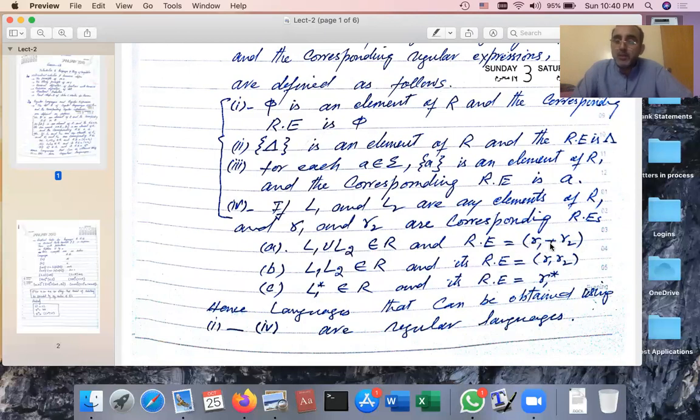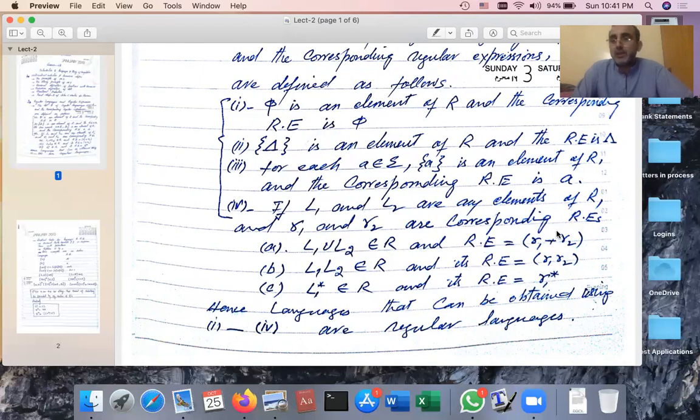And what is this plus? Plus is a symbol that you can use to represent this union. So this R1 plus R2 means R1 is the regular expression for L1, R2 is the regular expression for L2, and this plus is to represent this union. So if you are building regular expressions, then you cannot use this mathematical symbol U, which normally we use for sets, but you can use the plus symbol in place of this union in a regular expression.